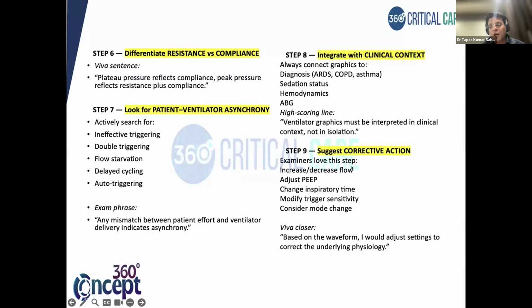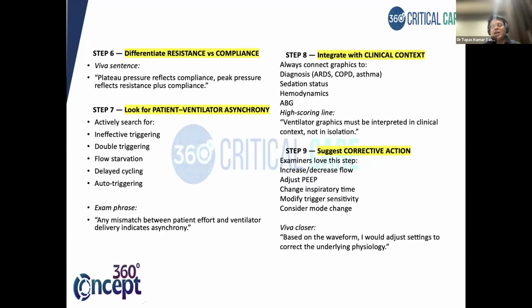So examiners love this step. That's why I have kept this word. Examiners love this step, where you will be increasing or decreasing the flow, adjusting the PEEP, changing the inspiratory time, modifying the trigger sensitivity, maybe from 40% you change to a threshold of 20%, considering changing the mode. If you are not happy with the ventilator with volume control, you change it to PRVC, or you change to APRV. So the examiner would be biased that yes, this candidate is excellent.